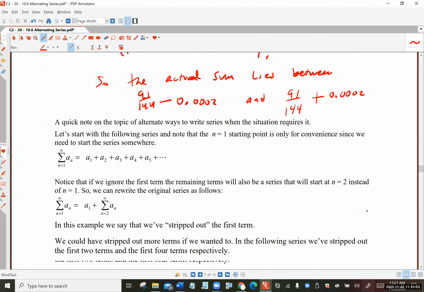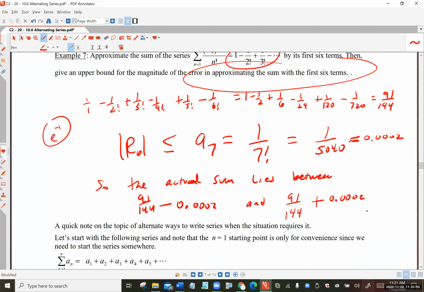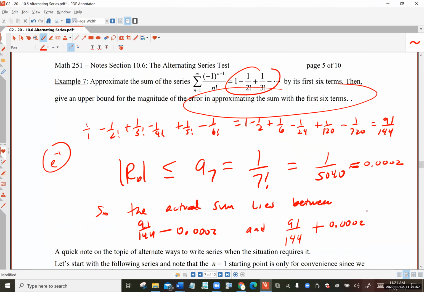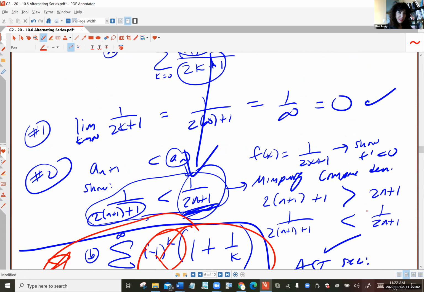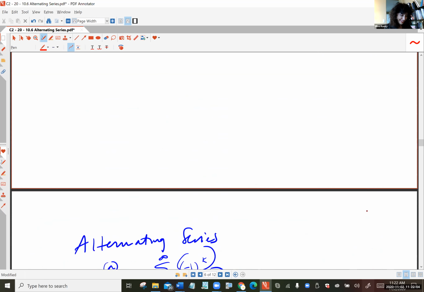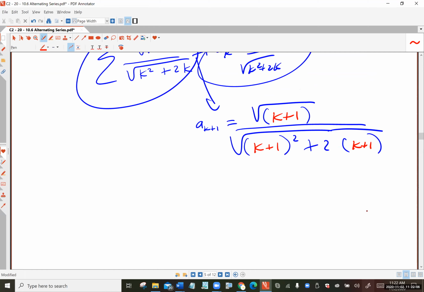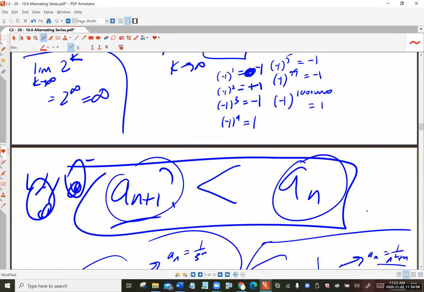Okay. Wait, I have a question. Why did you get a sub 7? Because, let's read the theorem again, shall we? Is it because of n plus 1? Yes, right.